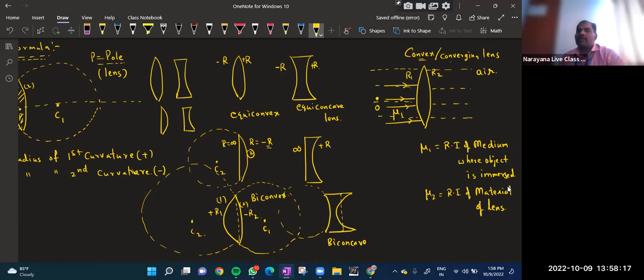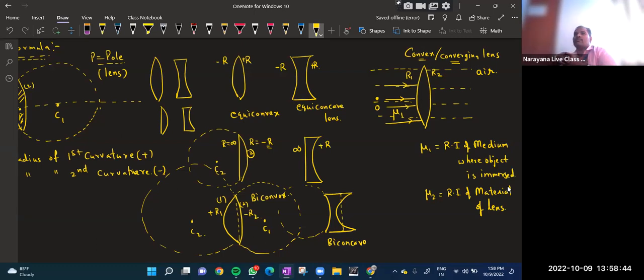Why did we keep the title as converging lens? After bending, the emerging light rays will meet at one particular point. That meeting action is called converging action. That's why we put the title as a convex lens. Are you understanding? What is the meaning of the concave actually?